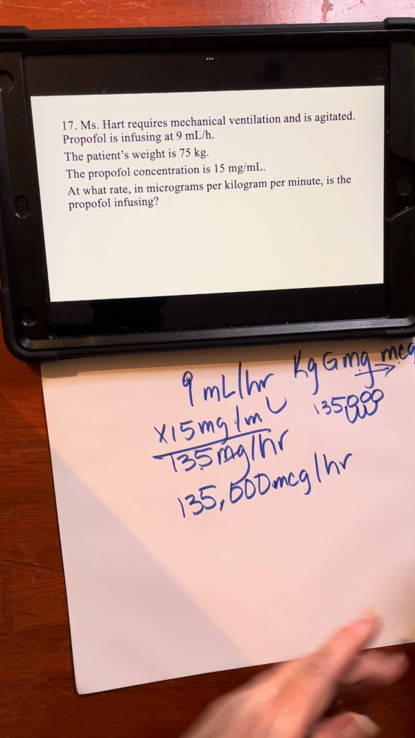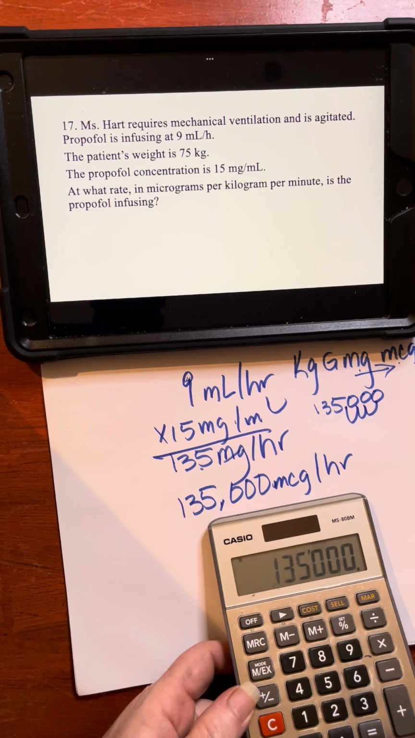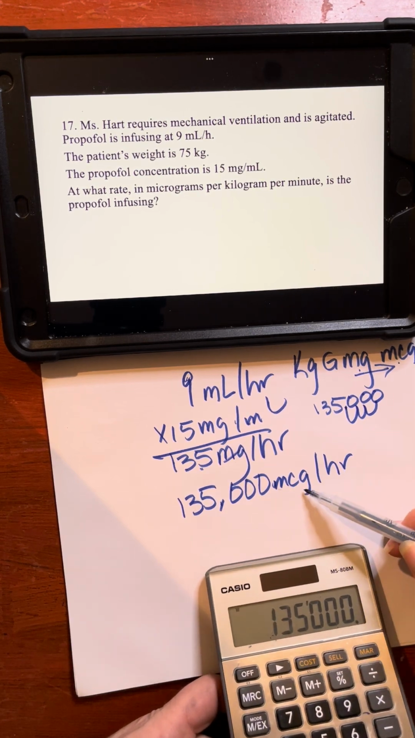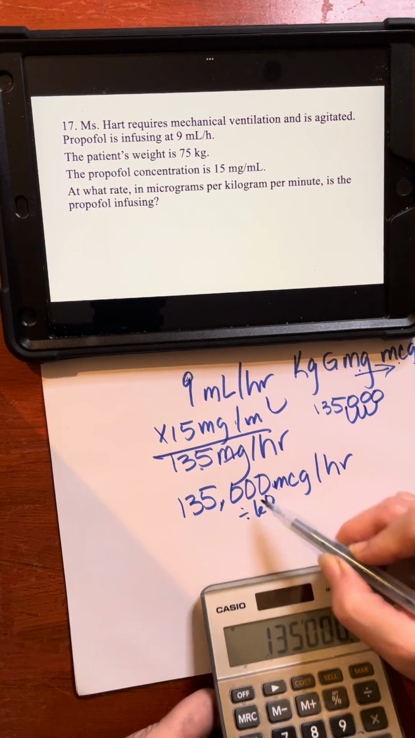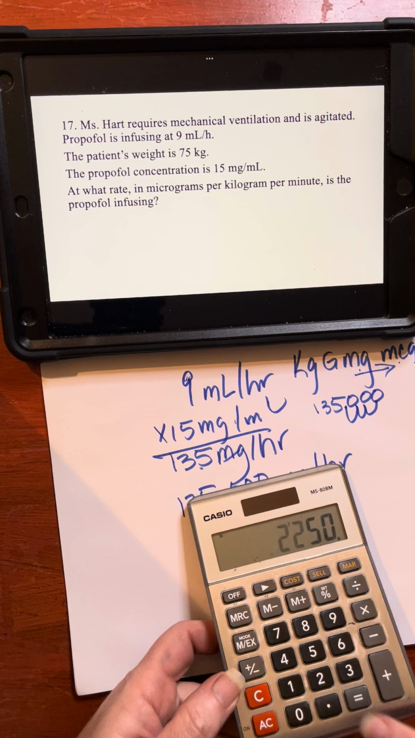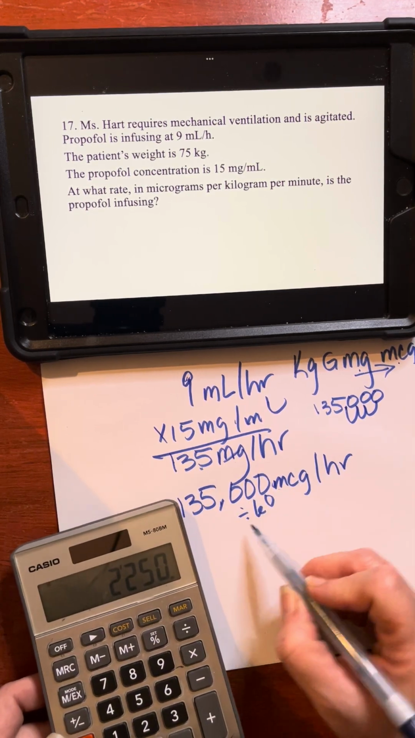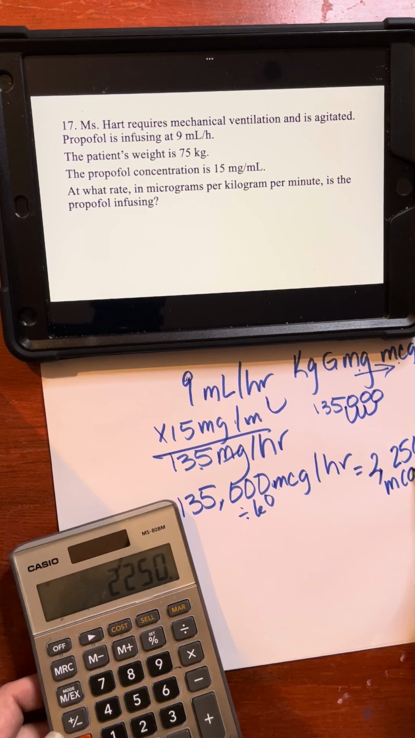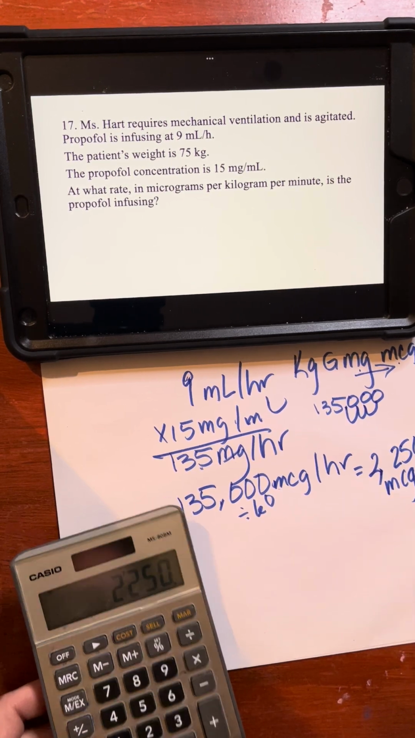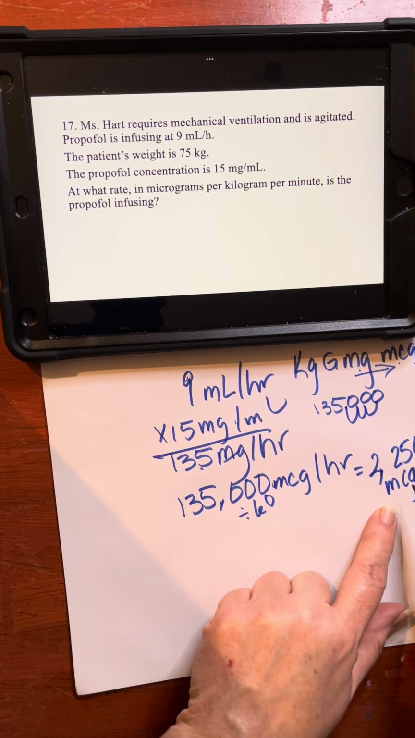So if I divide 135,000 by 60, I can find out how many micrograms per minute. So I'm going to divide it by 60. Divided by 60 equals 2,250 micrograms per minute.